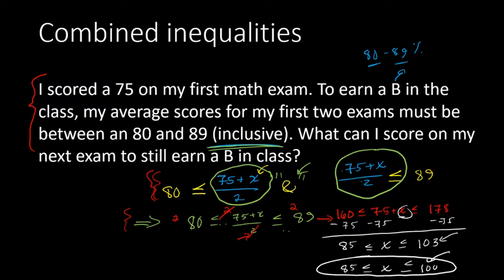So one more time, taking the verbal or written version, we turned it into 2 inequality statements, which we combined into 1, and then using algebraic manipulation, we isolated x, and now we know that I have to score between an 85 and 100% if I want to get a B in this class.